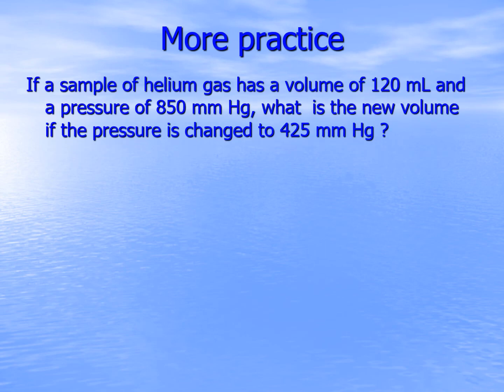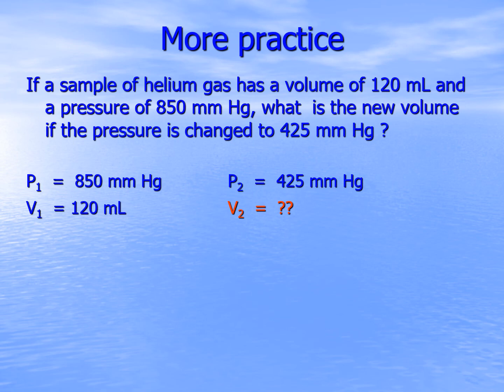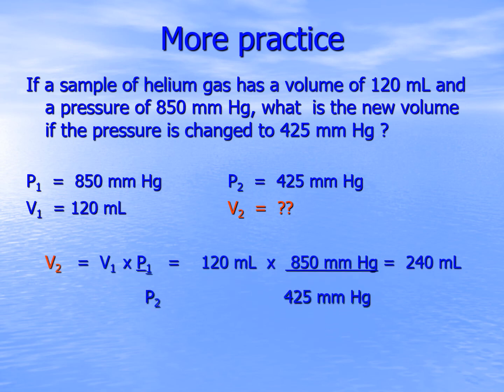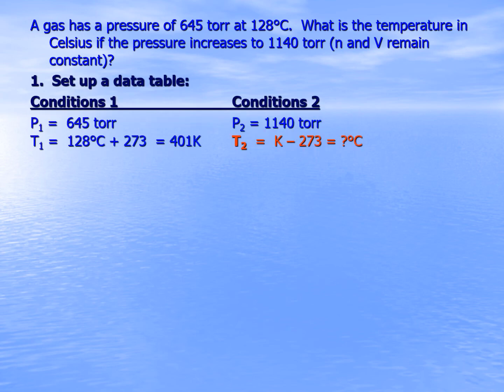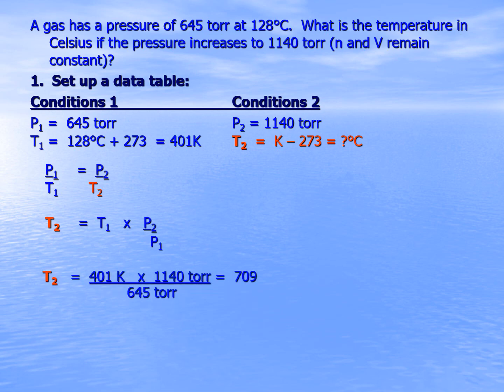Okay, do a few more practice problems. Sample of helium, so a certain volume and pressure. What's the new volume if the pressure changes? So that's going to be a P1V1 equals P2V2 problem. Manipulate the equation and get the numbers plugged in. And you have 420 milliliters as the V2. Got a certain pressure at a certain temperature. At what temperature will the pressure increase to the 1140? So P1 over T1 equals P2 over T2. Make sure your temperatures are in kelvins and your pressure units match, which they do. They're both torr. Plug in the numbers you know. Should get 709, which would be kelvins, and then subtract 273 to get the 436 Celsius because the question asks for Celsius.